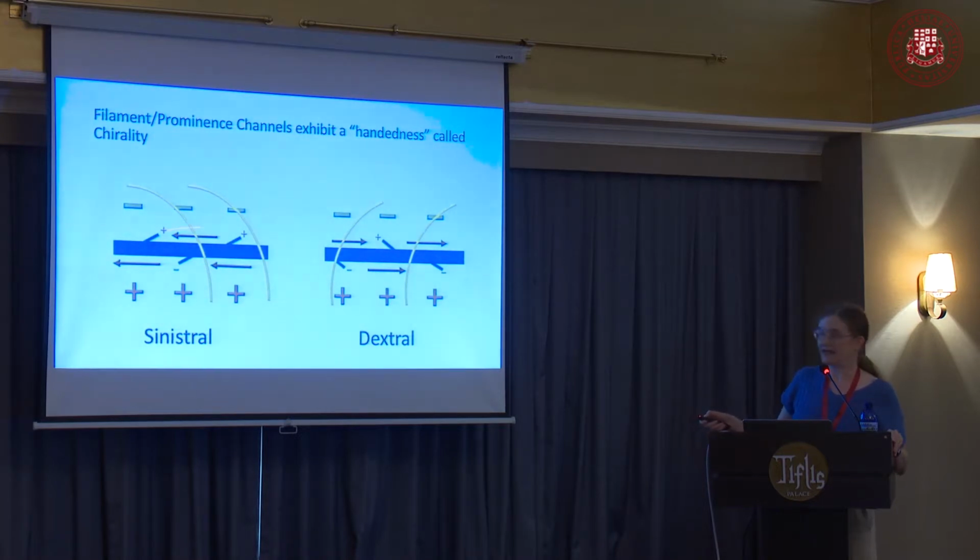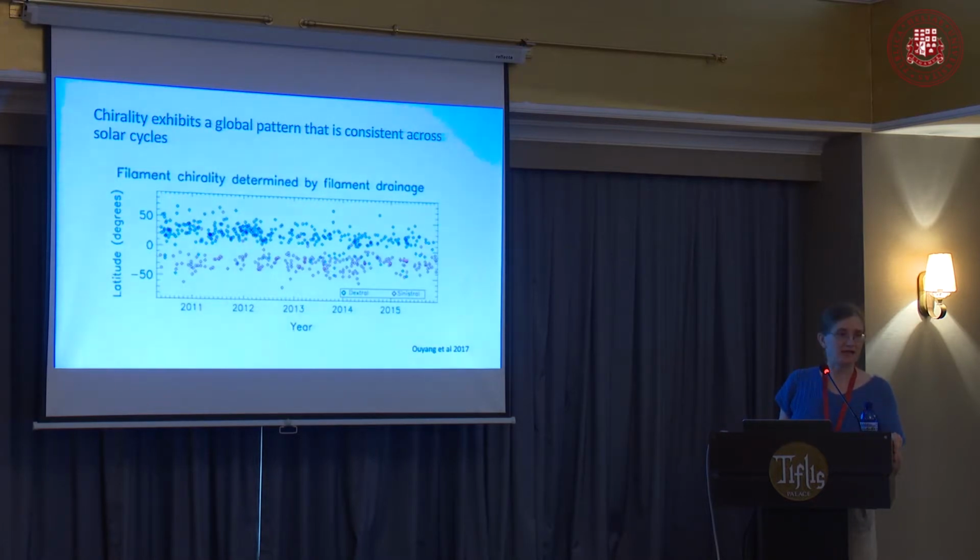And so this is sort of the handedness in that structure. And if you have that kind of magnetic field, you'll have this handedness. The reason it's interesting, though, is because there's a pattern to that. And it turns out that regardless of solar cycle, you'll tend to get dextral filament channels in the north and sinistral ones in the south. So this is a global pattern that's something that has to be understood and incorporated into any model of the global magnetic field.